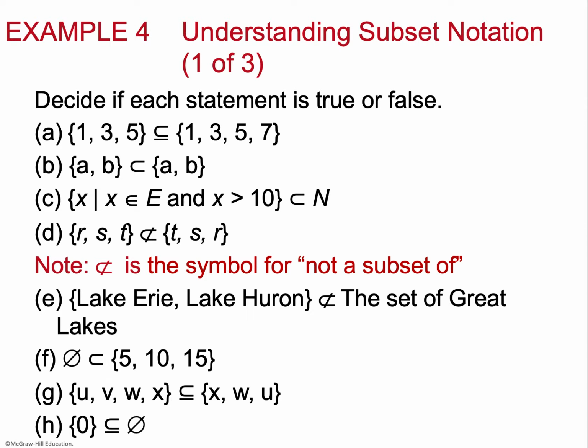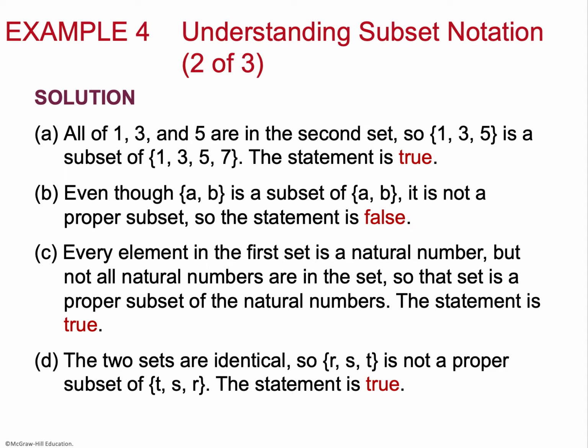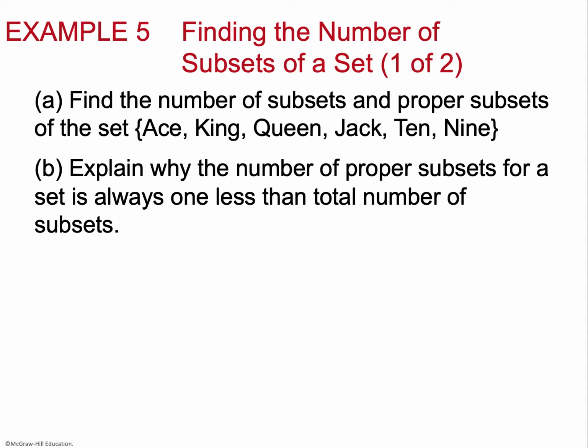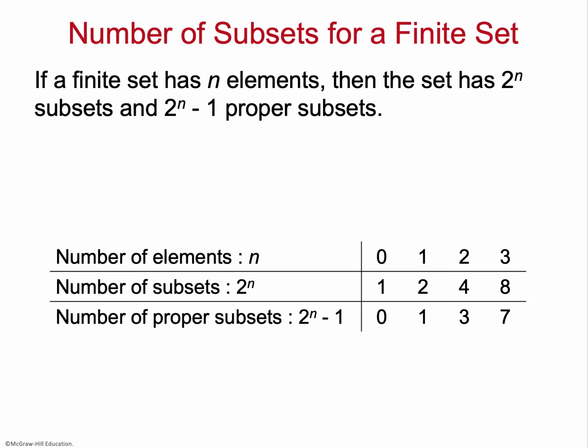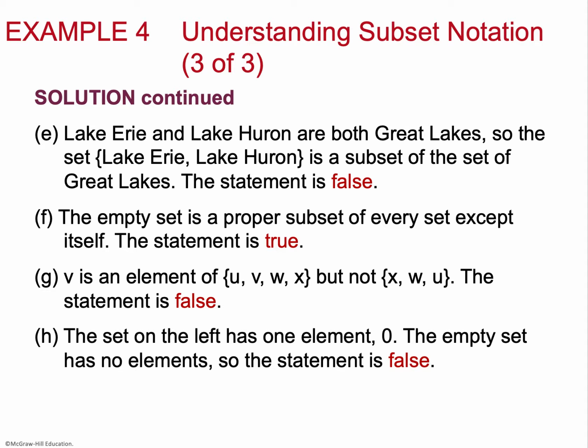In part E, there's 2 Great Lakes, and so they said that Lake Erie and Lake Huron, that statement would be true. Oops, I keep scrolling ahead of myself. And then it would be false because there's more lakes.